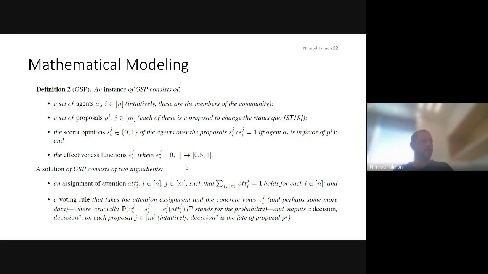meaning we basically look at the real-world situation in which voters have limited time, and we try to approximate the decision that the community will have, to be as close as possible to the result that the community would have if they had infinite time to devote to each of the proposals. This is the intuition behind this mathematical model.